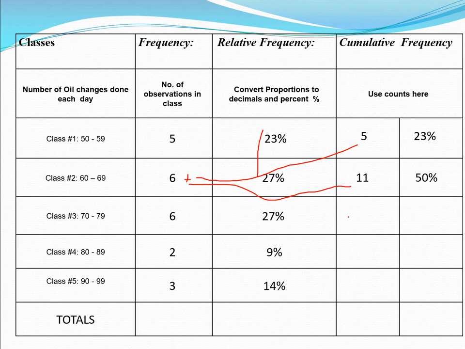From class 2 to class 3, we add 6 more pieces of data and 27% of the observations. So class 1, 2, and 3 contain 17 observations and 70% of the data. Class 4, there's 2 more observations, so class 1, 2, 3, and 4 have 19 pieces of data and 86% of the observations. And finally, you should have 22 pieces of data after class 5, because there's only 5 classes, and 100% of the data. Then adding totals, we have 22 pieces of data. Your relative frequency should add up to 100%.